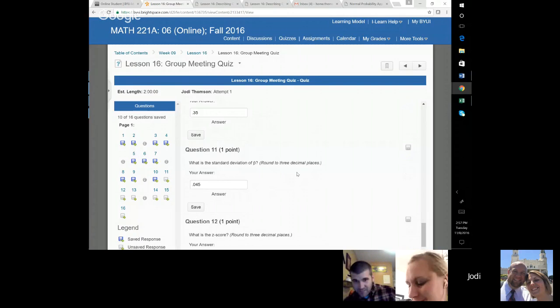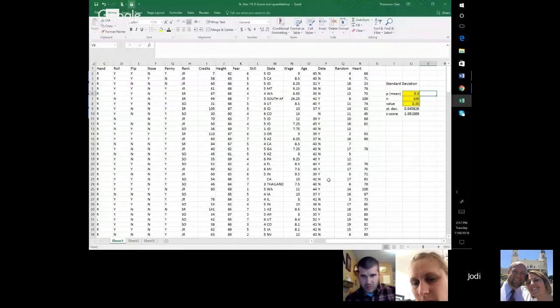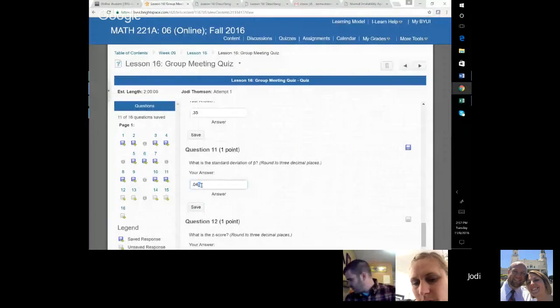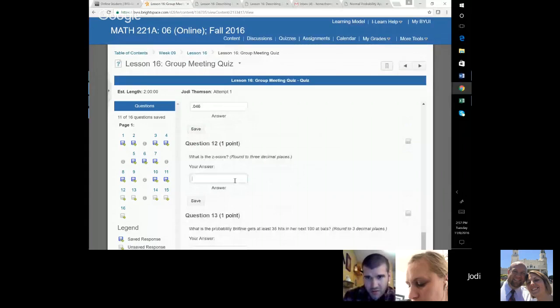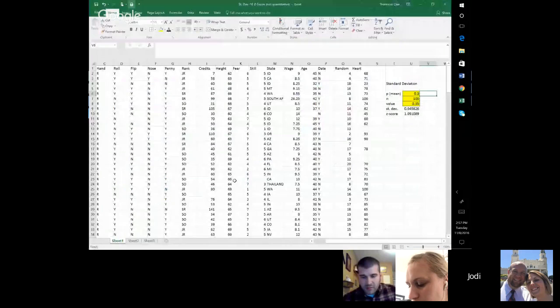Okay, so what do we get for 11 then? What is the standard deviation? I'm doing that one right now. How many decimals is it supposed to be? 3. So I got 0.046. That's what I got.